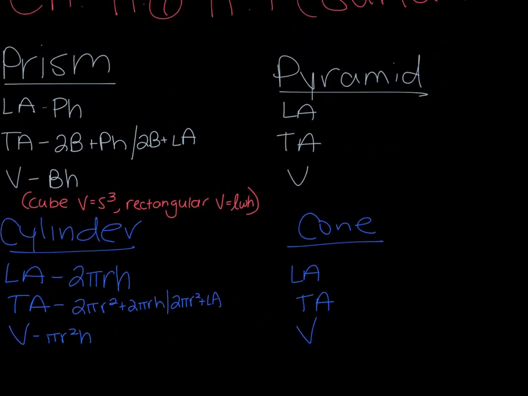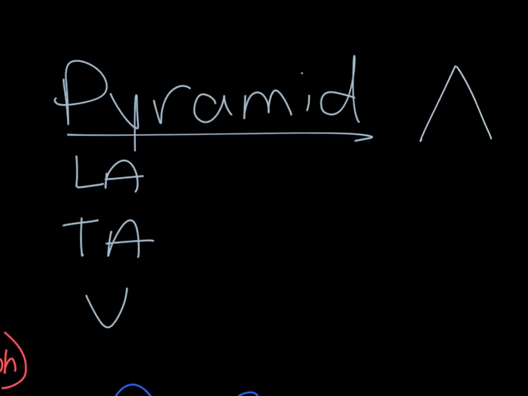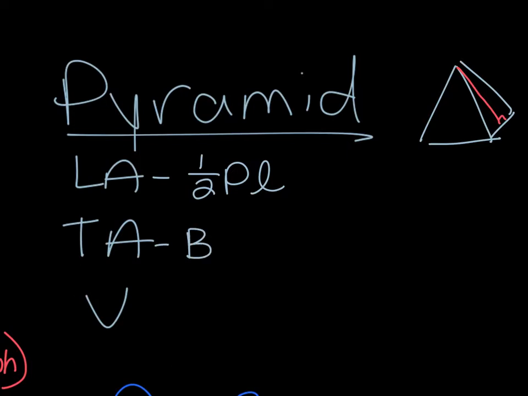Okay, so now let's come over to the pyramid. So the pyramid, which could be something like this would be a square pyramid. The lateral area is 1/2 the perimeter times the slant height. So if we remember, slant height runs along the side of the pyramid. The total area, there's only one base this time, so it's B for base area plus 1/2 the perimeter times the slant height, or base area plus the lateral area.